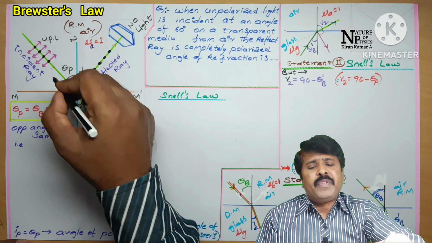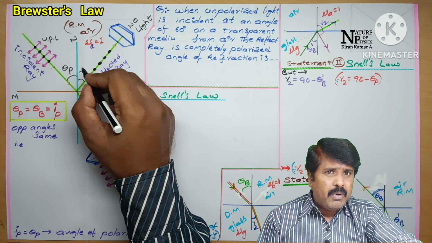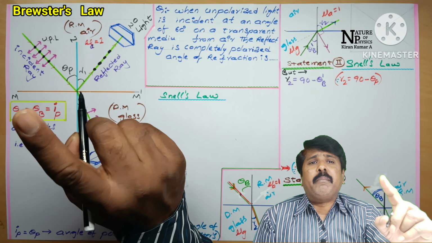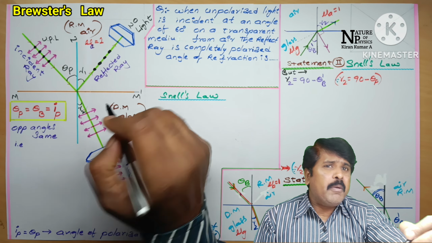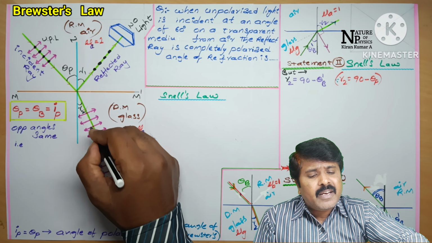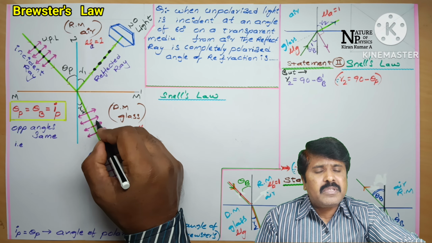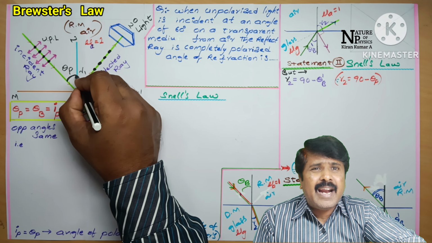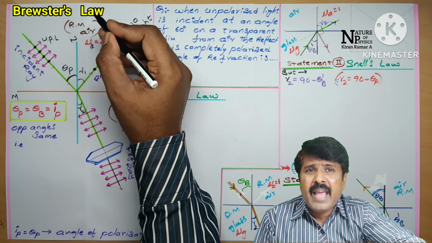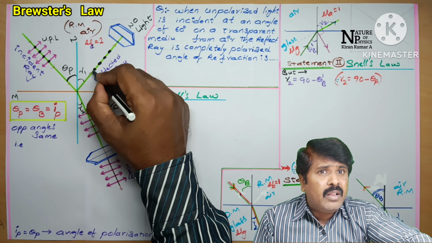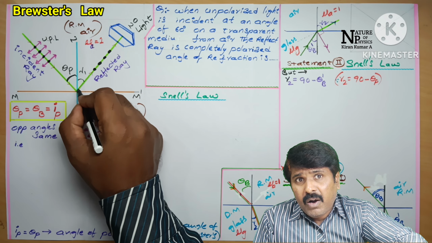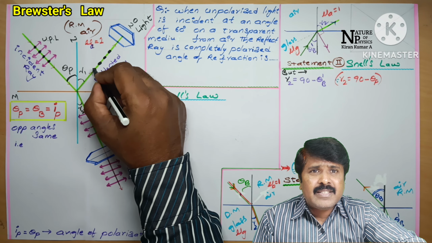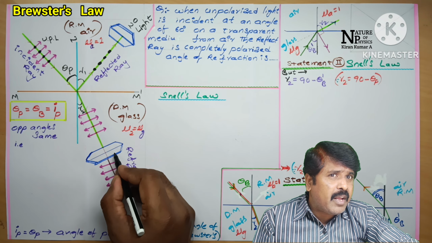One thing to notice here: the incident ray is unpolarized light, it has both dots and arrows, but the reflected ray has maximum number of dots and minimum number of arrows, and the refracted ray has maximum number of arrows and minimum number of dots. Whenever the angle of incidence is adjusted to a particular angle, that is the angle of polarization, all the dots get reflected and all the arrows get refracted. So here total dots are reflected and total arrows are refracted.